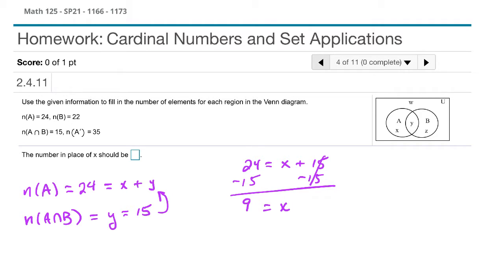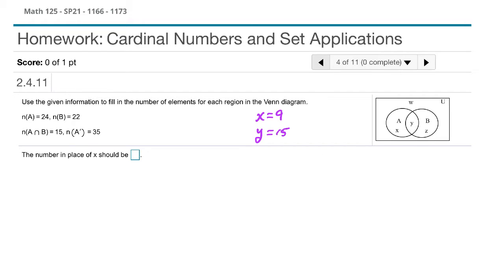So we figured out what x is going to be. We know that x is going to be 9, y is going to be 15. And if we want to figure out the value of z, we have the cardinality of region B is going to be 22. That corresponds to everything inside of B, so that's going to give us the cardinalities Y and Z.